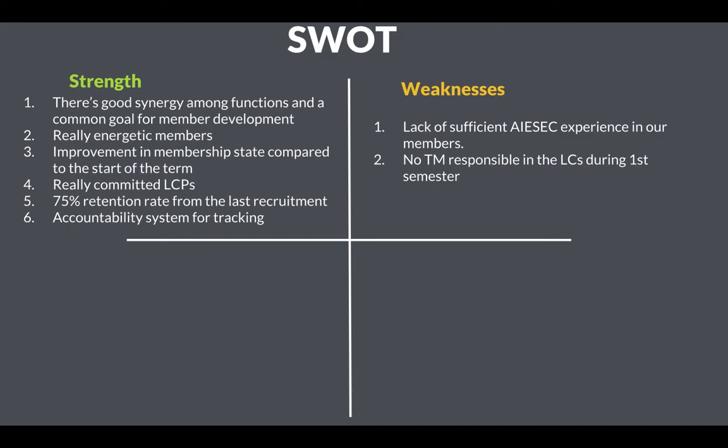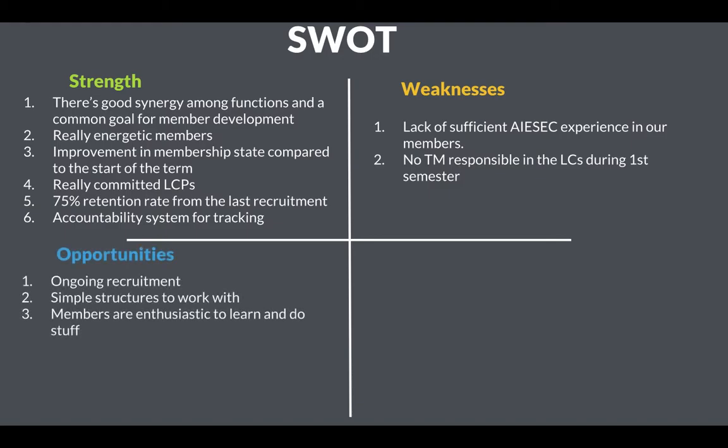Another weakness is that in the first 6 months, I worked with no LCVP TM or TM responsible in the entity. That was because after the recruitment that we had in August and September, almost every member was recruited to a front office department. Almost every member was in either OGX or IGT, and this was quite a challenge because I had to go through the LCPs for every piece of information that I needed and for everything I needed to implement.